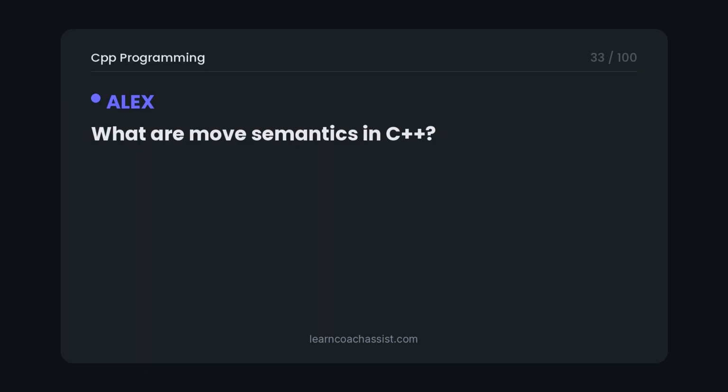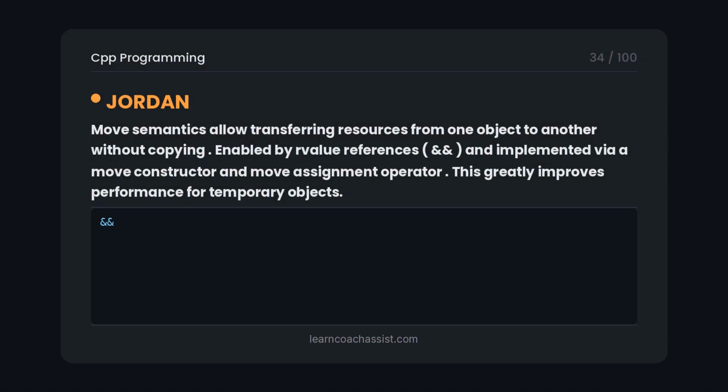What are move semantics in C++? Move semantics allow transferring resources from one object to another without copying. Enabled by rvalue references, and implemented via a move constructor and move assignment operator. This greatly improves performance for temporary objects.